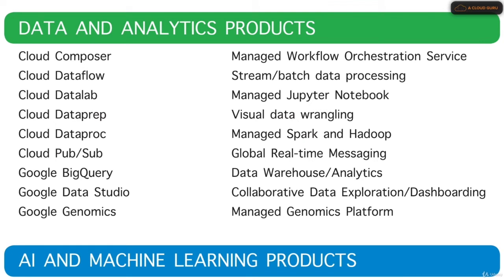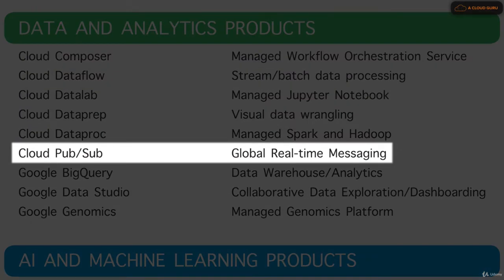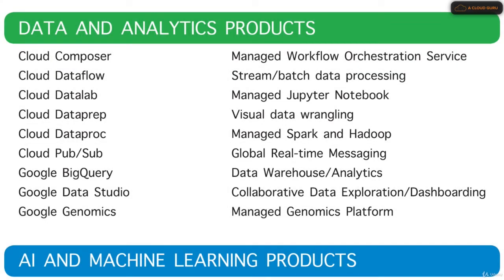It's not very general purpose, but it's very useful if you have that particular need. Cloud PubSub is probably the most flexible product in all of Google Cloud. This is described as global real-time messaging, and it can be used to connect almost anything to almost anything else. In Cloud PubSub, you create topics, and then you have one part of your system publish messages to that topic, and another part of your system subscribe to messages from that topic.